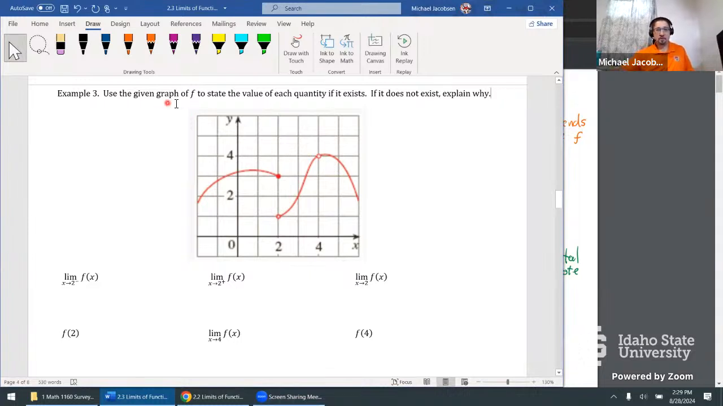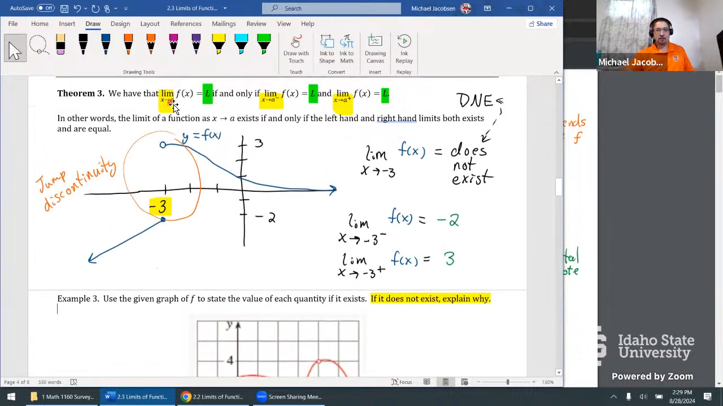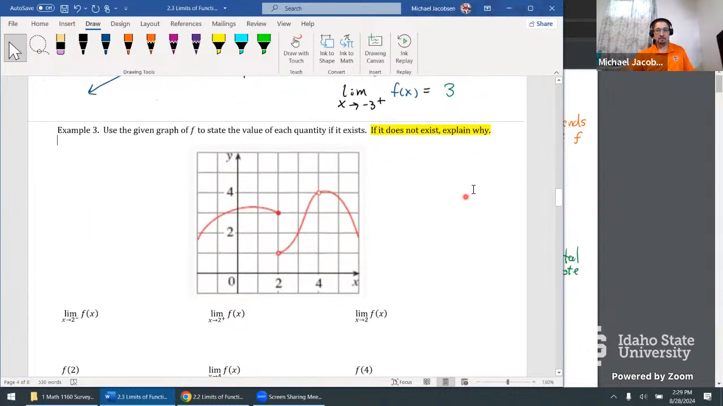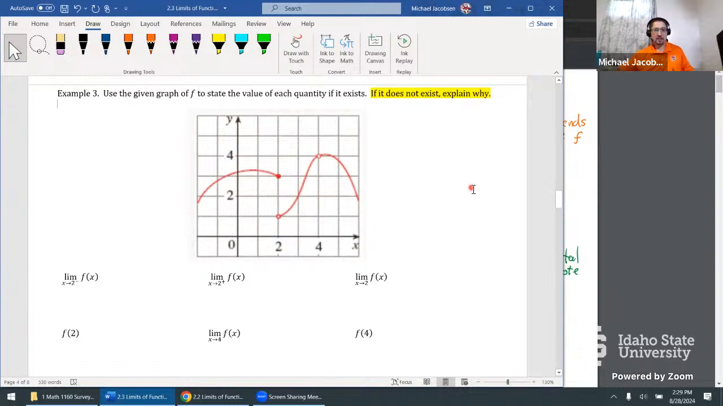So here's our graph of the function f. We want to state the value of each quantity if it exists. If it does not exist, explain why. And with these kinds of explanations, you don't have to go into any great deal of depth. In fact, you could just really cite what's going on with these limits right here. So we'll rehash theorem 3 as we do this problem. So let's go left to right, top to bottom.